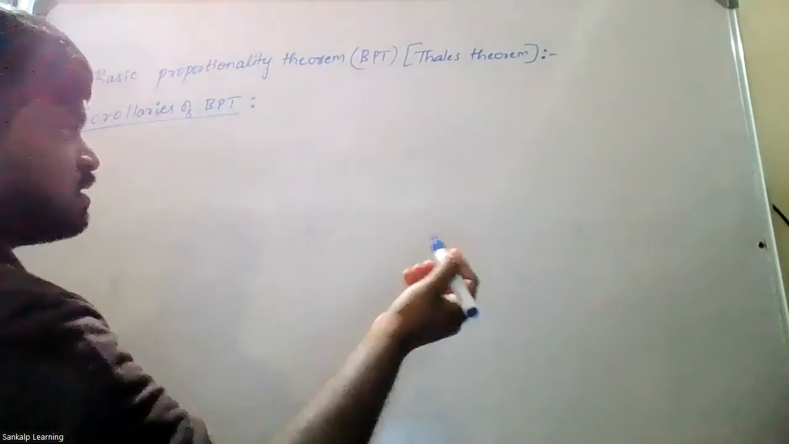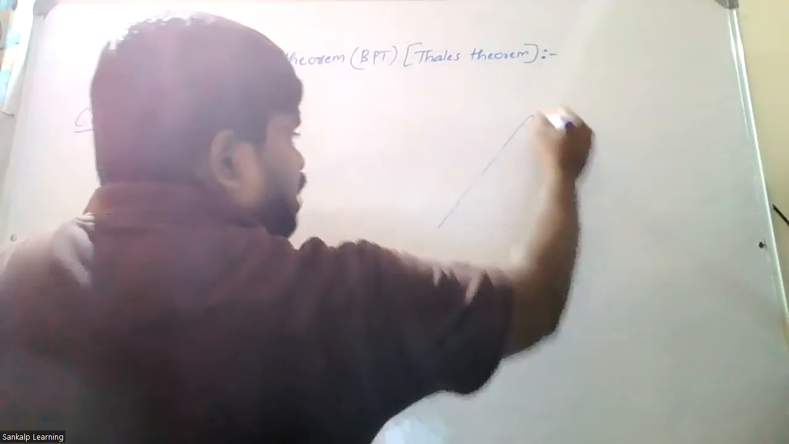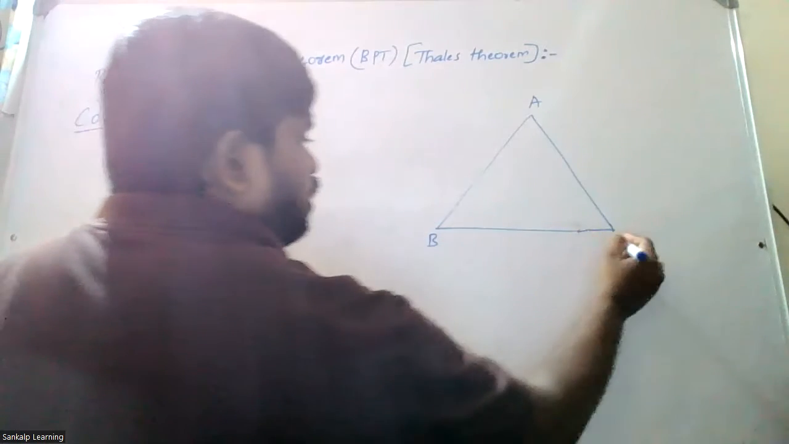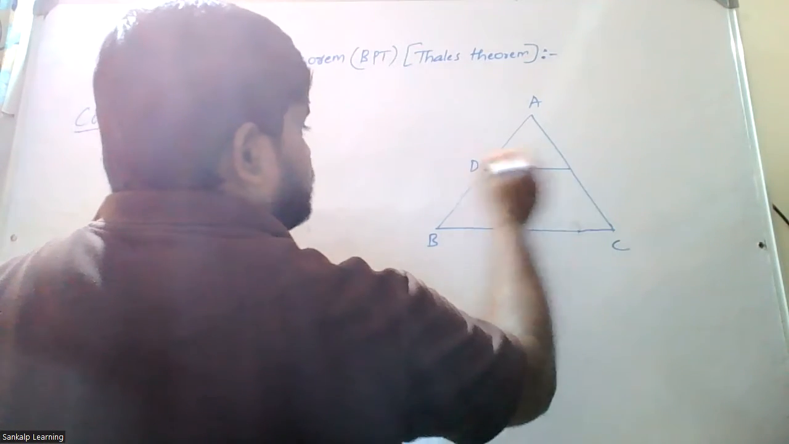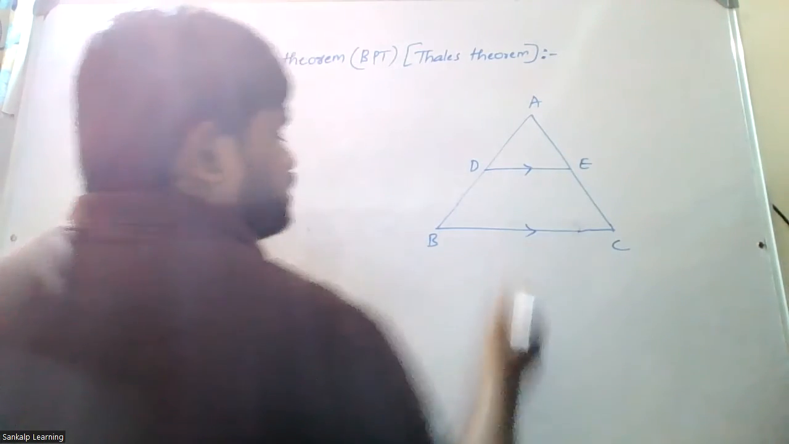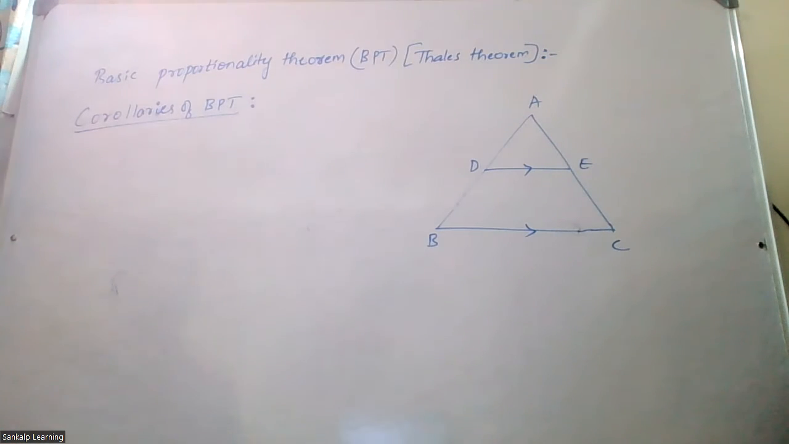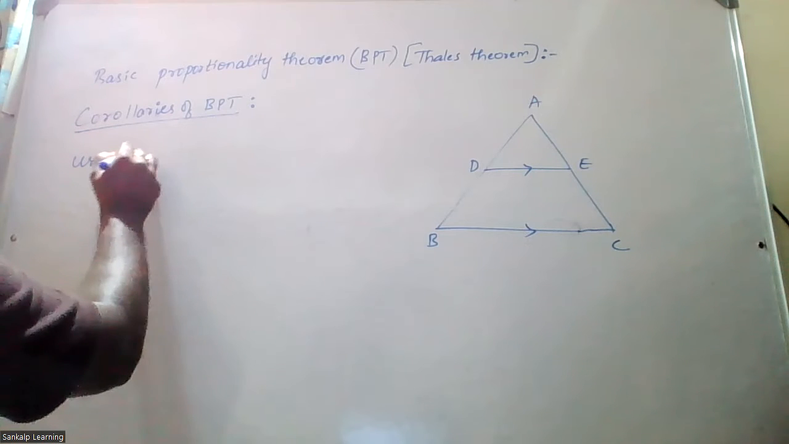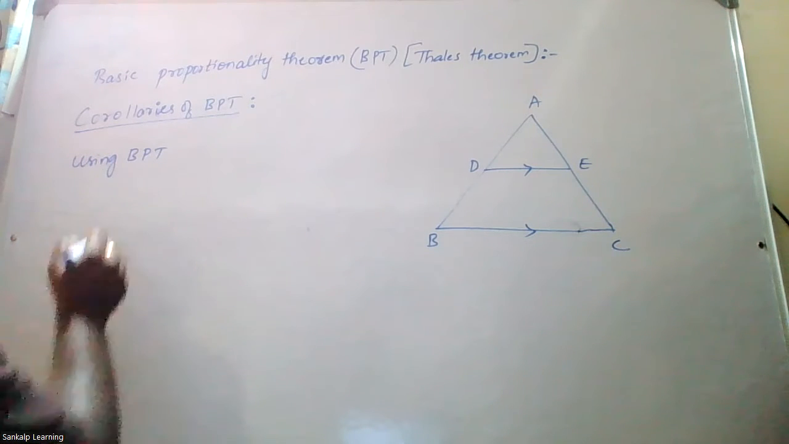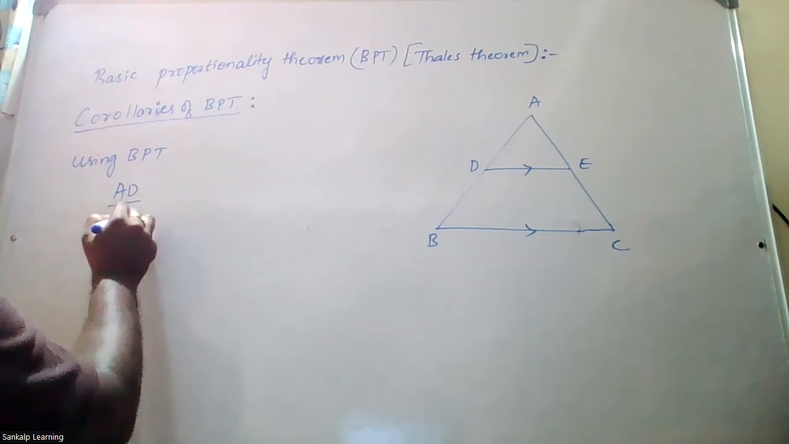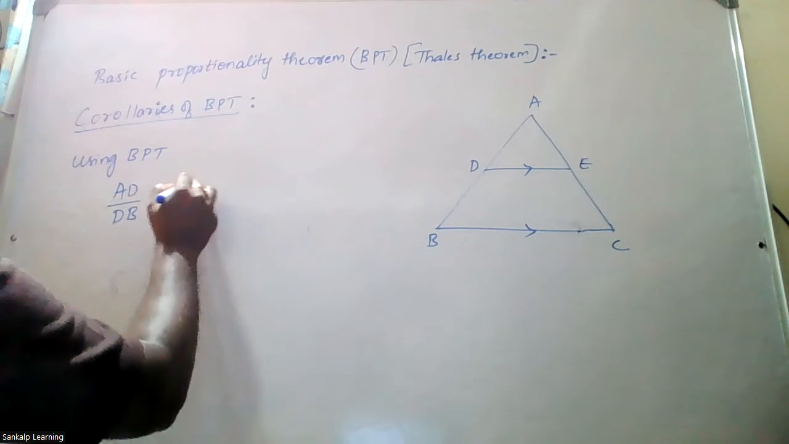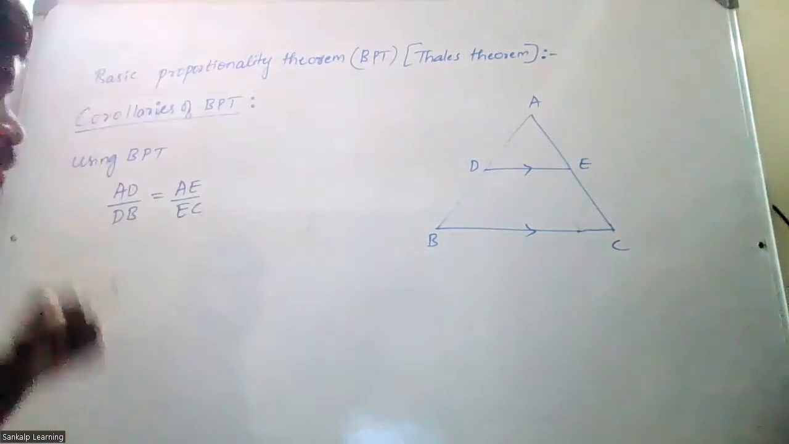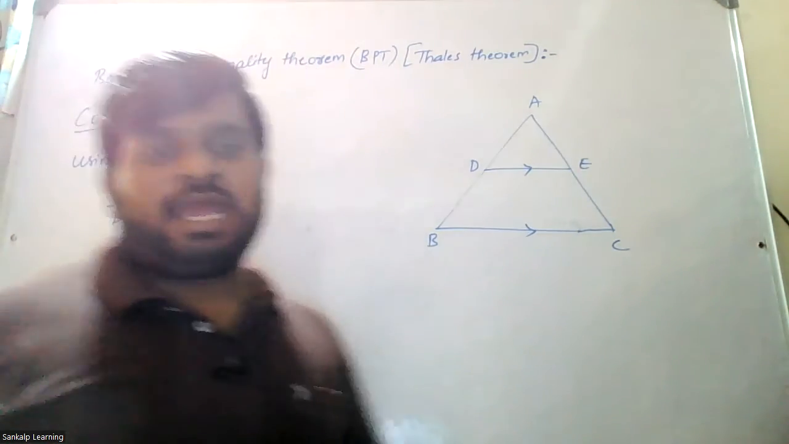Okay. Now, what is the result that we have proved? We have proved that in a triangle, if a line is drawn parallel to one side of a triangle, then the other two sides are divided in same ratio. That is, using BPT, we can say that AD by DB is equal to AE by EC, isn't it? This is using BPT. This is the result that we have proved.